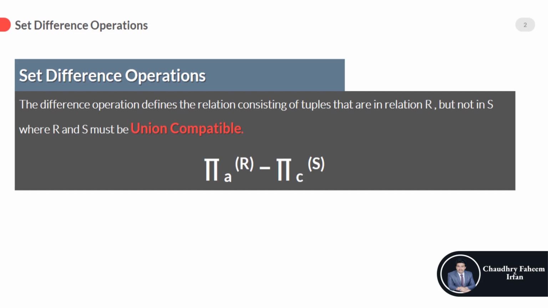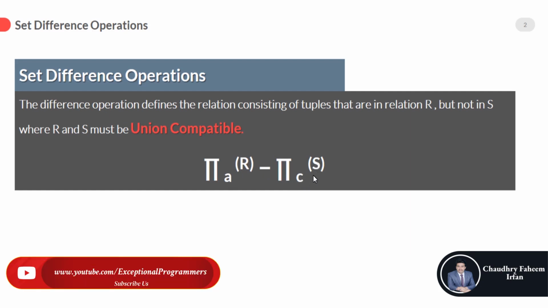Look at the example: projection A, which means A is the attribute, and R is the relation. Minus is the symbol for the set difference operation, and projection C is the column name and S is the relation. The result of the set difference operation is the tuples which are present in relation R but are not in relation S.